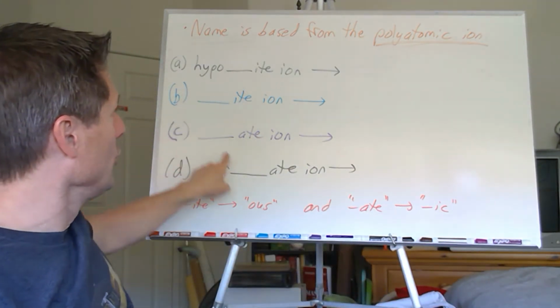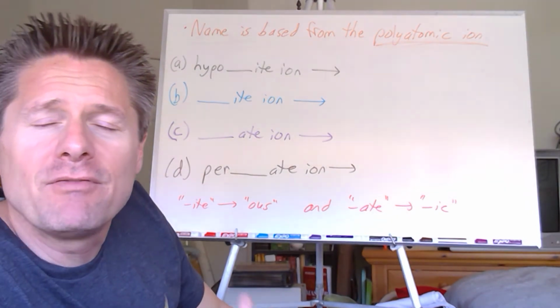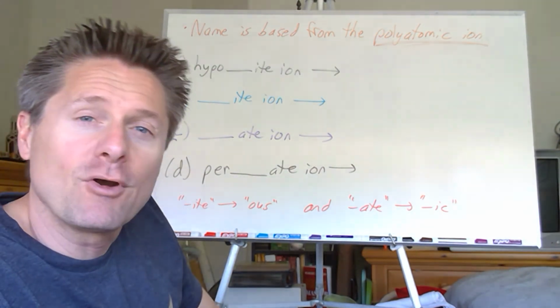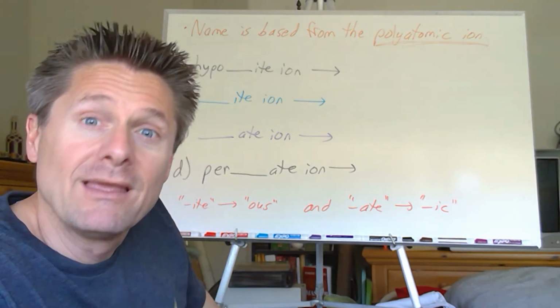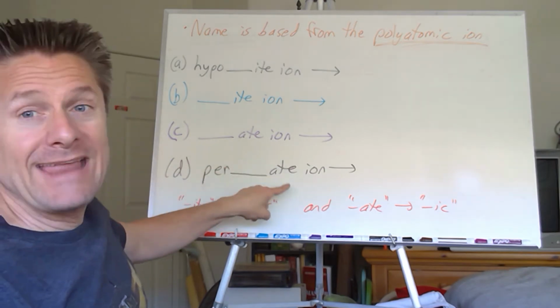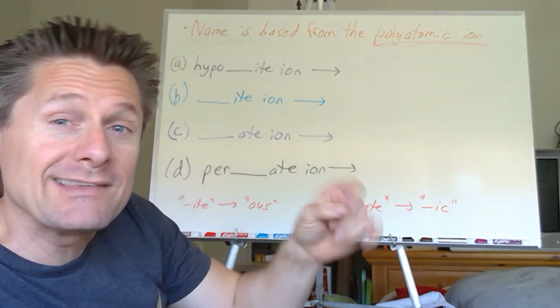Then we take the root of the non-oxygen element of the polyatomic ion. So like for nitrate, NO3 minus, it's nitrogen. For bromate, it's the bromine. See how I'm saying? And then it'll either end in ite or ate. We're going to convert those suffixes into something else when it's in the acid form.